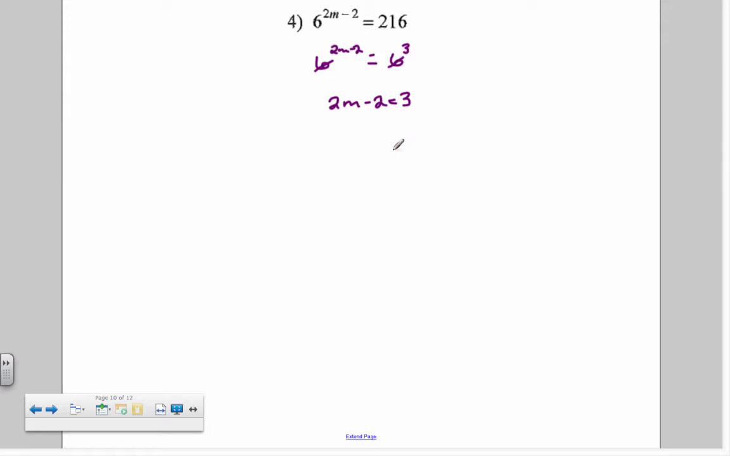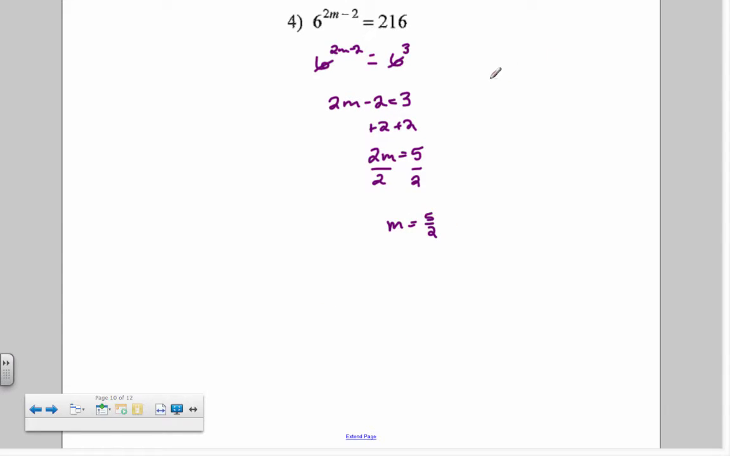And now I can solve for m. So I'm going to add 2 to both sides, and I get 2m equals 5. And then I divide by 2, and I find that m equals 5 halves.